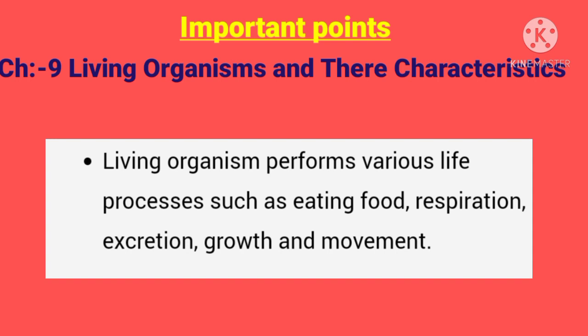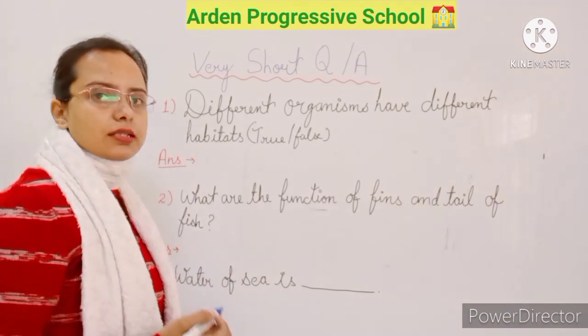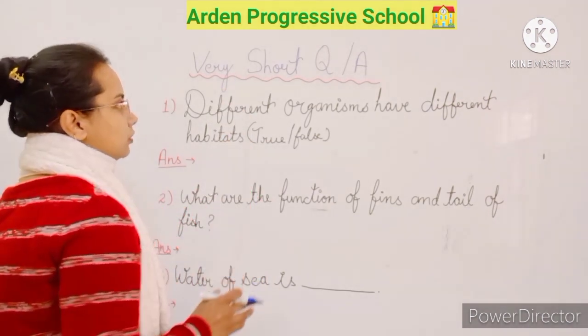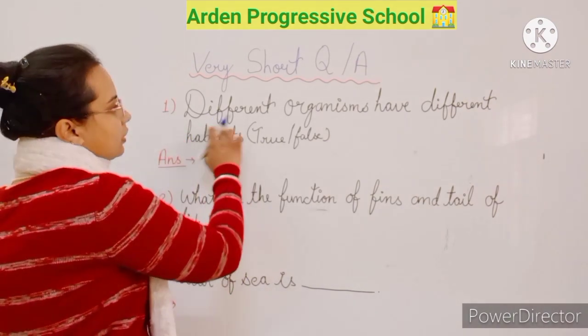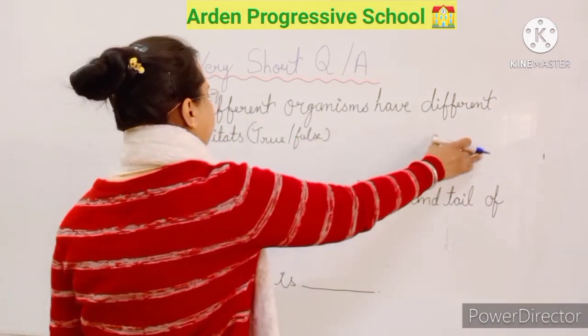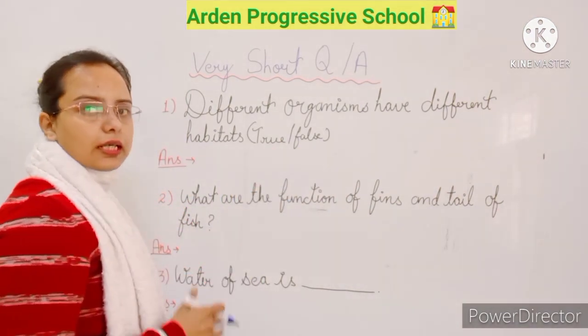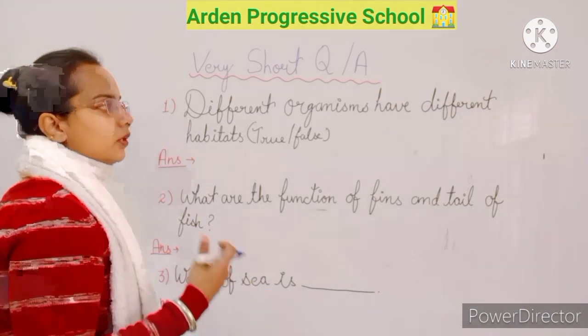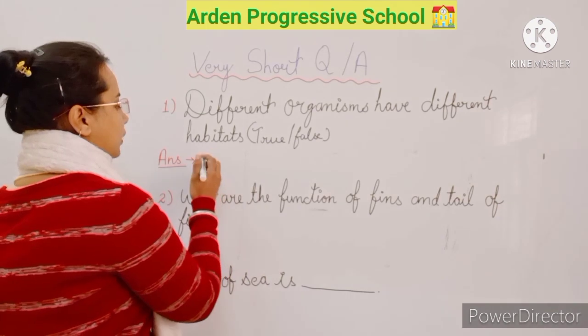Now student, we have done a quick revision of this chapter. Now let's move to the question answers. Now students will solve some question answers. These are very short type question answers. So let's see. First question: different organisms have different habitats. Is it true or false? It is true because every organism has a different habitat.